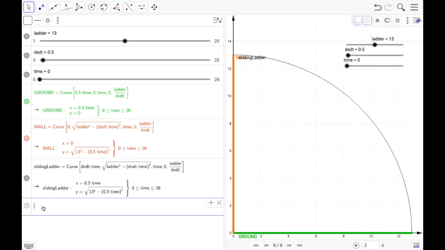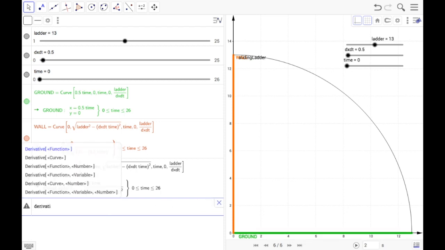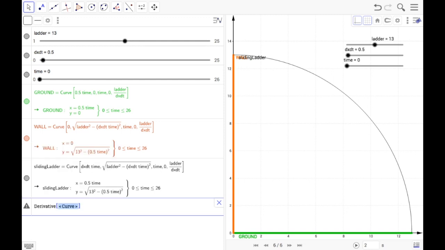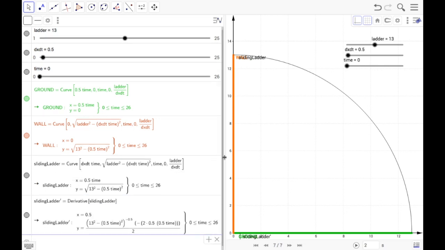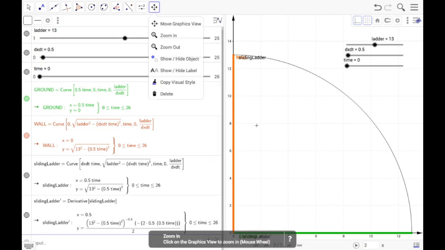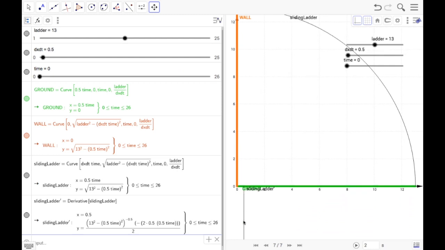Next thing I need to do is take the derivative of the sliding ladder so that I can get the velocities for the top portion that's sliding down and the bottom portion that's sliding to the right. So here I'm going to use derivative. I'm going to go down and select curve. Press enter. The curve that I want is the sliding ladder, which is the one we just created. It draws in the sliding ladder, and what we're going to see is that those rates are going to be shown down here.